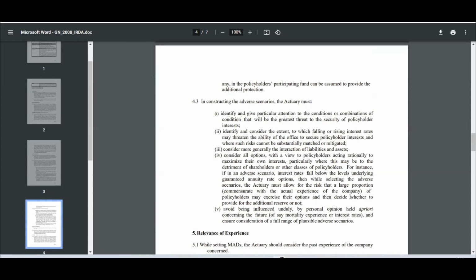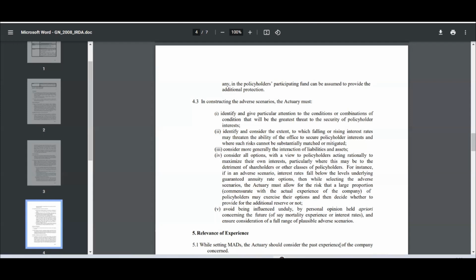They must consider the interaction between assets and liabilities more carefully, and should not be influenced by personal opinion held. They must consider the range of all possible future scenarios, and must also consider the policyholder acting rationally in order to maximize their own interest. So suppose there is a guaranteed annuity option and the current interest rate is below the guaranteed rate, they must consider that more policyholders are going to exercise that option, right? In that way they will be selecting against the company, and the MAD should allow for that. So that is something that has to be considered.